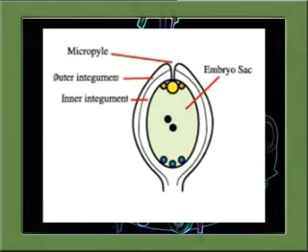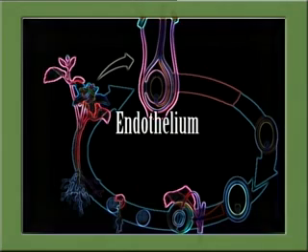Although the integuments initiate later, they grow faster than the nucellus and soon surround it completely except in the region of the micropyle. In a fully mature ovule, the outer integument is more massive and thicker than the inner integument. The unitegmic condition of ovules is considered to be derived from fusion of the two integuments or by suppression of one integument.